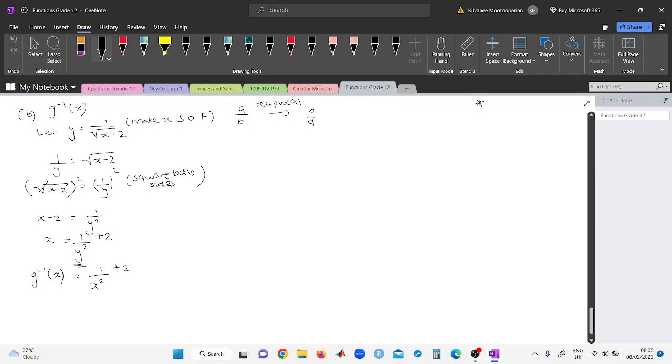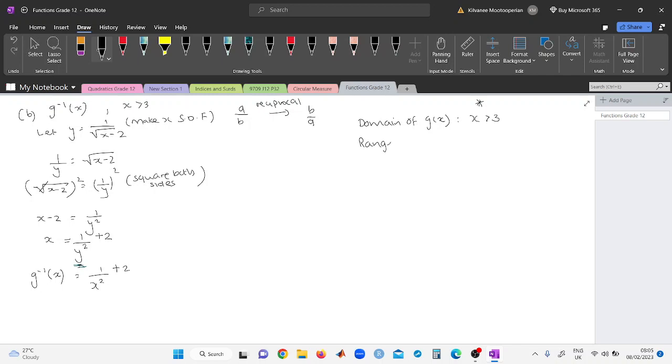Now, I have to calculate nécessairement the domain of g inverse. The domain of g of x is x greater than 3. So what will be the range of g of x?